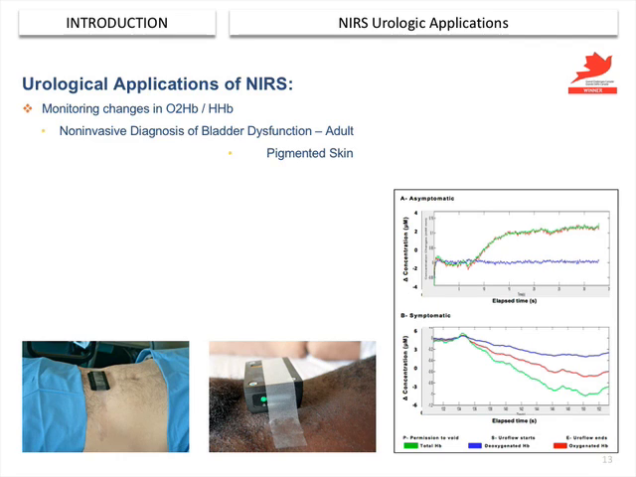So we did a different study on adults and children in a rural area of Uganda. We developed this device for the first time for that project. And again, you can see a normal bladder, pigmented skin, and a dysfunctional bladder.